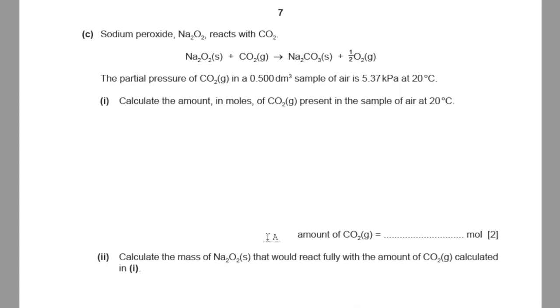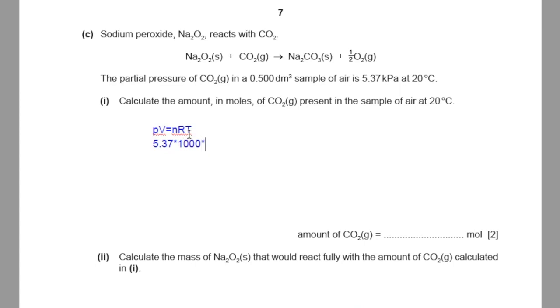Okay, so the formula for this question is PV equals nRT, where P over here is pressure in pascals. V over here is volume in meters cube. n here is number of moles. R is a constant with a value of 8.314. And finally, T is temperature in kelvins. So our P is in kilopascals. We need to multiply that with 1000 to make it in pascals. This multiplies with our volume.